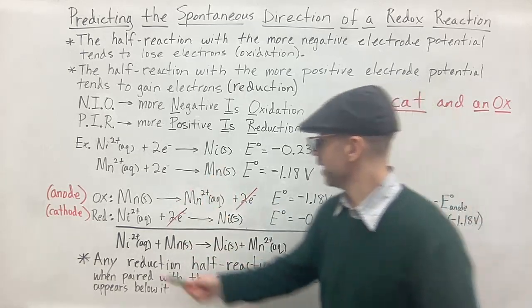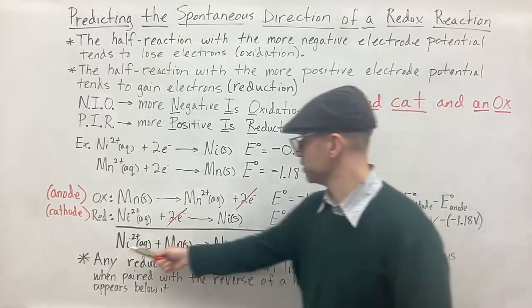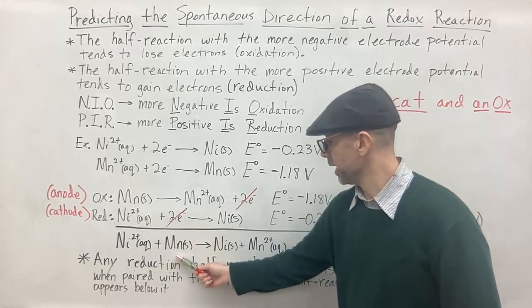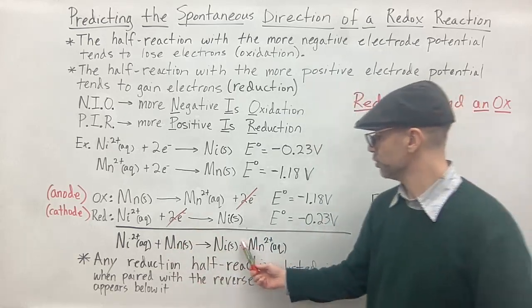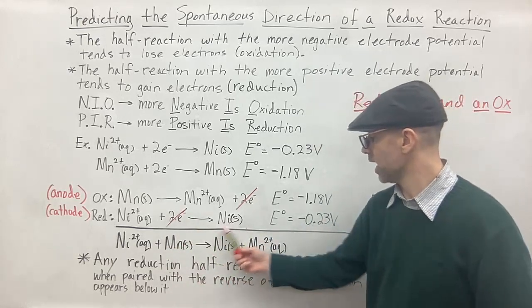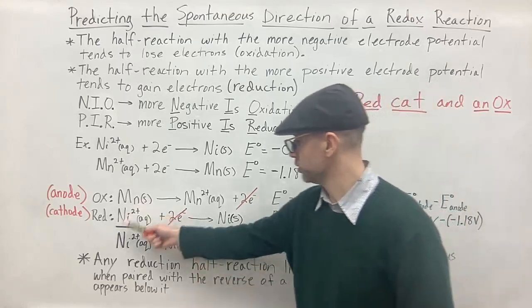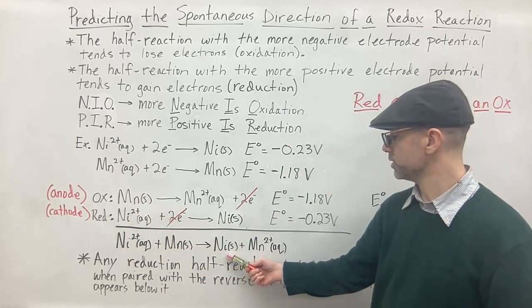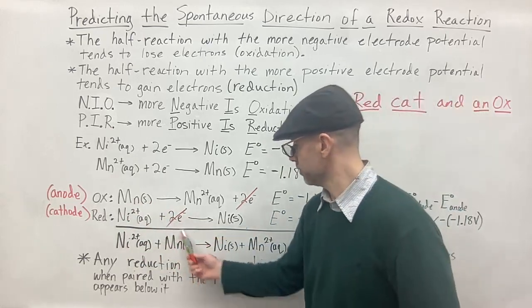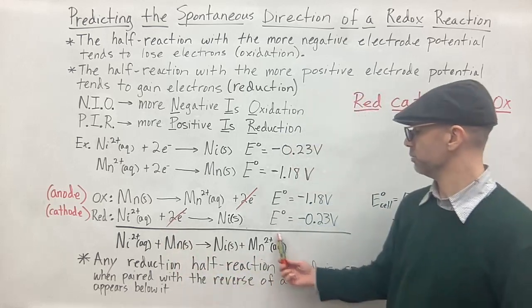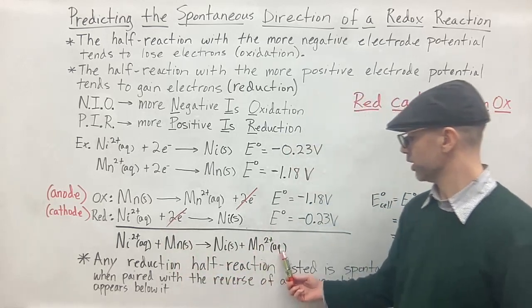Those are going to cancel out when I add these two equations together. And here I get the full equation, which is nickel 2 plus aqueous reacting with manganese solid. That's going to produce nickel solid, because the manganese is going to transfer 2 electrons to the nickel. The nickel becomes solid, and then by losing the 2 electrons, it's going to be manganese 2 plus aqueous.